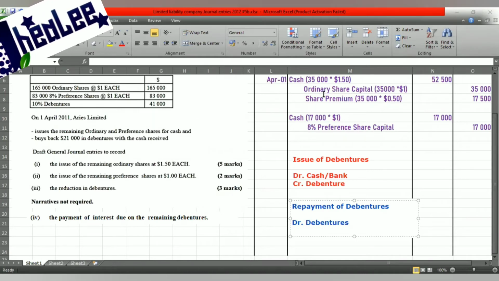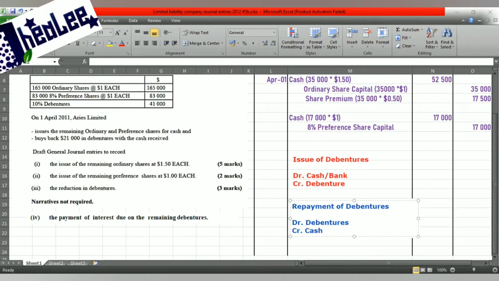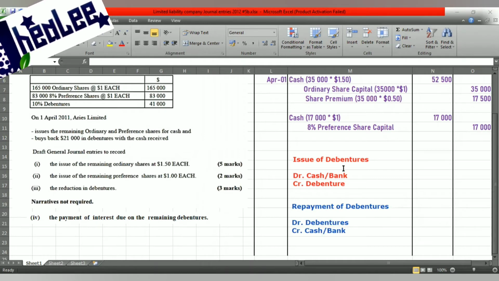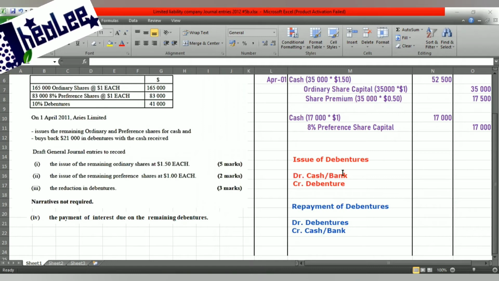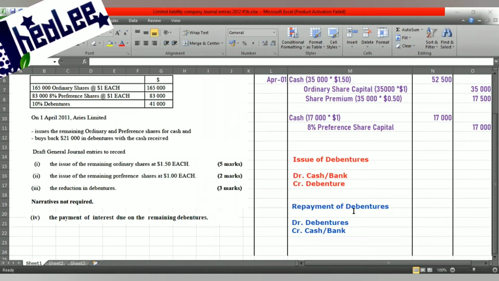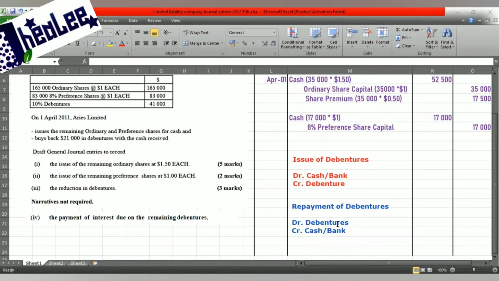Reduction in the loan, and we're going to credit what we use to make that payment, whether it is cash or bank. Remember, once you issue the debenture, it means that you have acquired a loan. A debenture is a long-term liability. Therefore, you would debit your cash or bank and credit your debentures. Repayment of debentures, meaning there's a reduction in the debenture, or you could safely say a redemption of debentures, the very same thing. You debit your debentures because that is a loan, that's a reduction in the liability, and you credit your cash or bank.